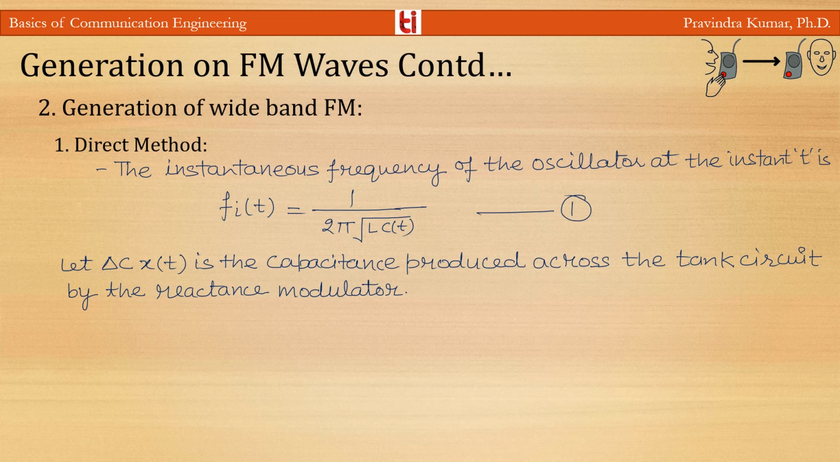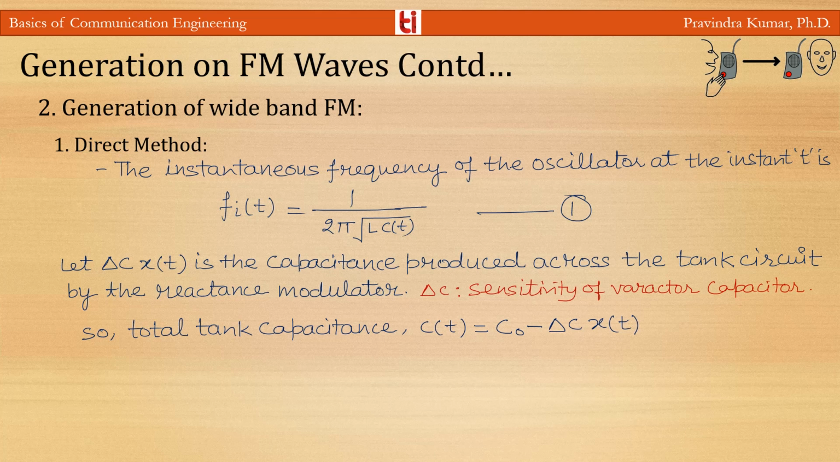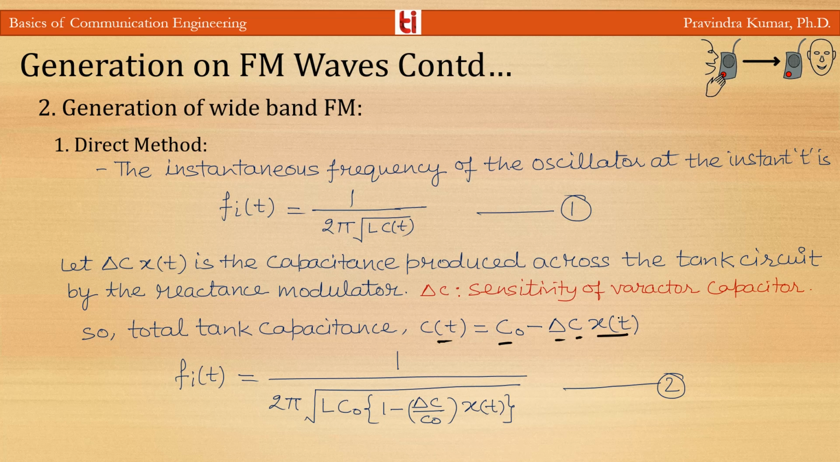Let ΔC x(t) be the capacitance produced across the tank circuit by the reactance modulator, and here ΔC is the sensitivity of the varactor capacitor. And so the tank capacitance C(t) will be C0 − ΔC x(t), and now the instantaneous frequency Fi(t) I can write as 1/(2π√(LC0)) into (1 − (ΔC/C0) x(t)).